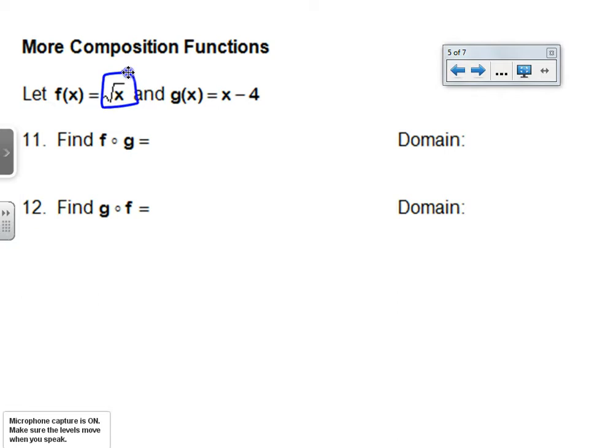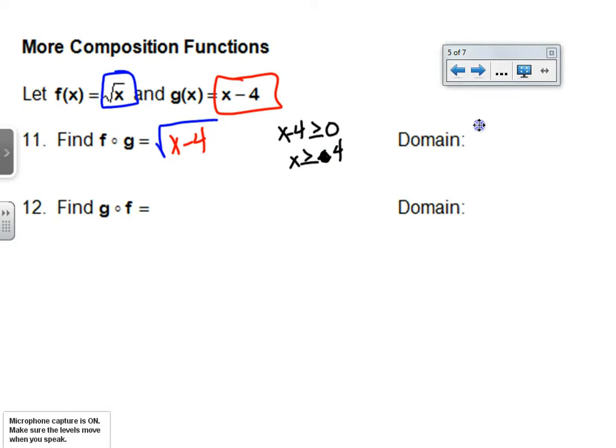New functions. We've got f of x, and here is g of x. And if I do f of g, which means put g inside of f, you start with f, which is the square root of x, but I'm going to remove the x and replace it with the g function. Now there's no simplification that can happen there. However, there is definitely a domain issue. We have a square root, and I know that what's underneath the square root has to be greater than or equal to 0. So that means x must be greater than or equal to 4. So the domain is 4, and then everything bigger. Bracket on 4, because 4 is acceptable. We can take the square root of 0.